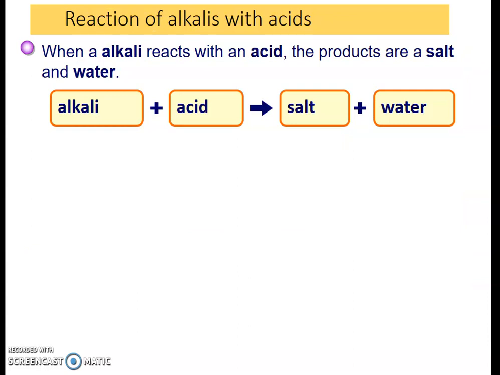So the reaction of alkalis and acids: when you react any alkali with an acid, you produce something called a salt and water. So a salt is just a mixture of the alkali and acid mixed together. So you'll learn more about this when you get into Year 9 chemistry, but for now you just need to be aware that the product that is made is called a salt, and you get water as a product as well.